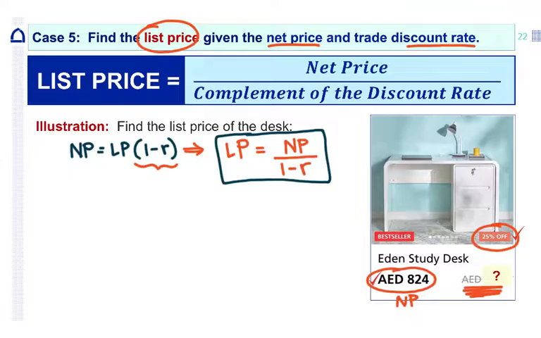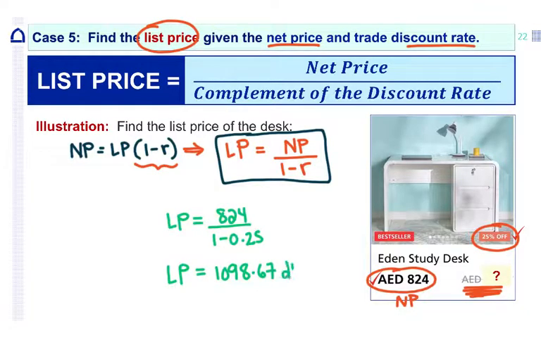So in this case, we would plug in the cheaper net price is $824. The discount rate was 25% off. So if you plug and chug these numbers into the formula, you will get the more expensive list price of $1098.67 dirhams. And just a reminder, there's a lot of number answers, money answers in this unit. We always round to 2 decimal places for money.